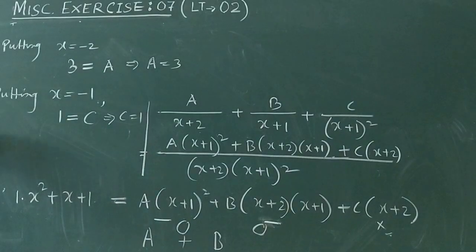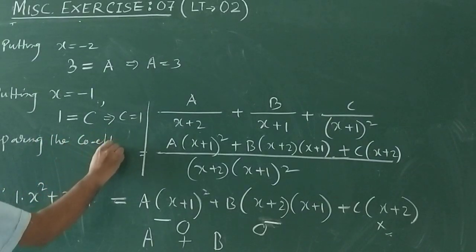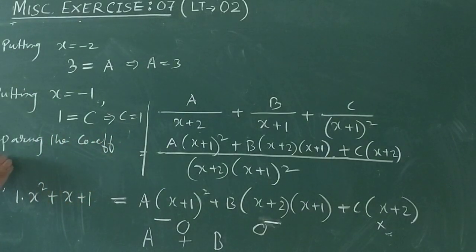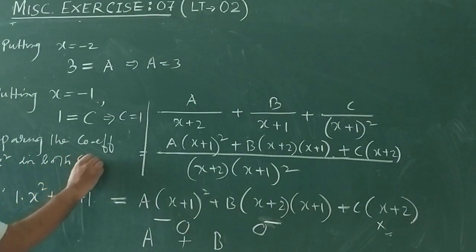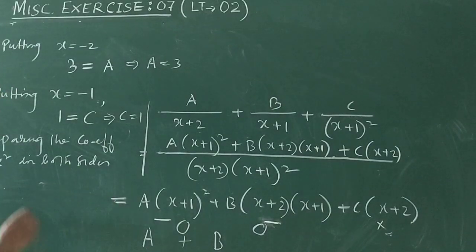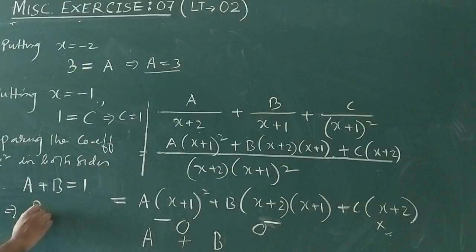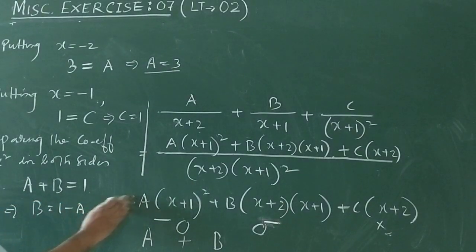So write, comparing coefficient of x square in both sides. So what we are getting, A plus B equal to 1. Now you already got the value of A equal to 3. So putting the value of A equal to 3, B equal to 1 minus A, which is 1 minus 3, equal to minus 2.